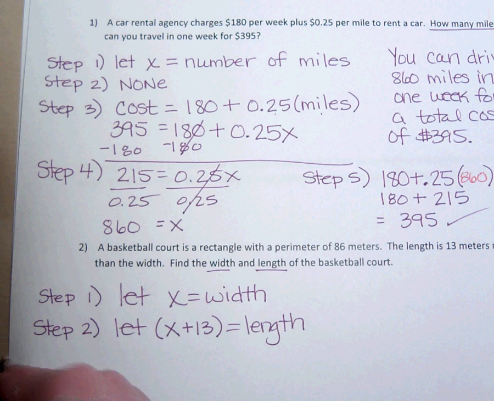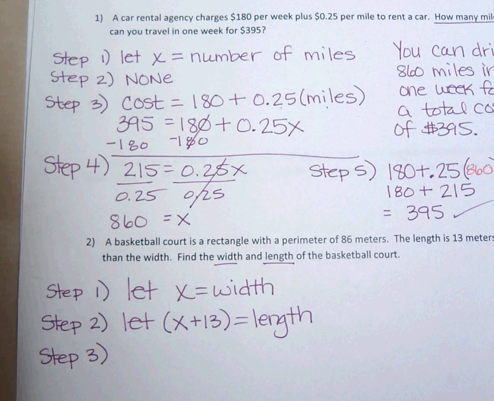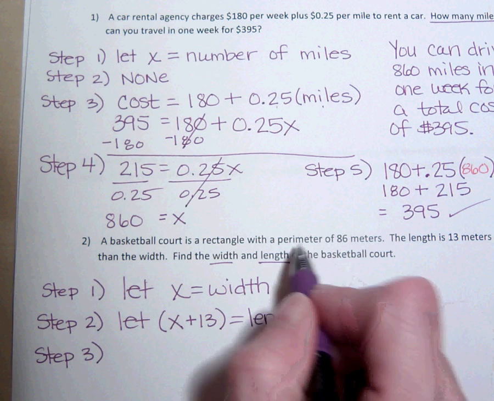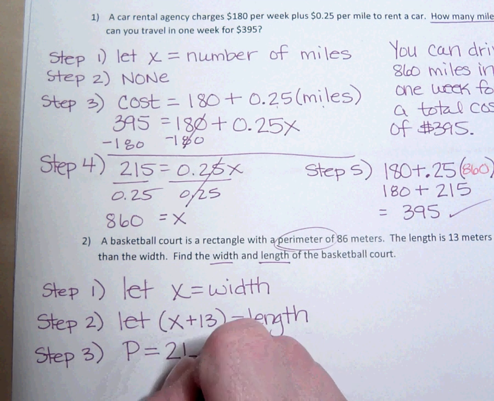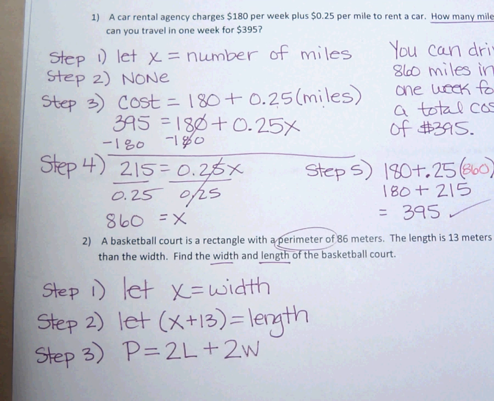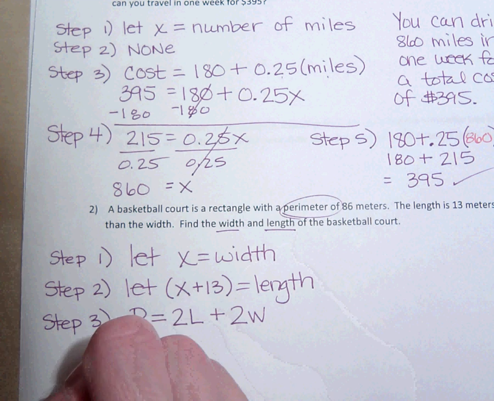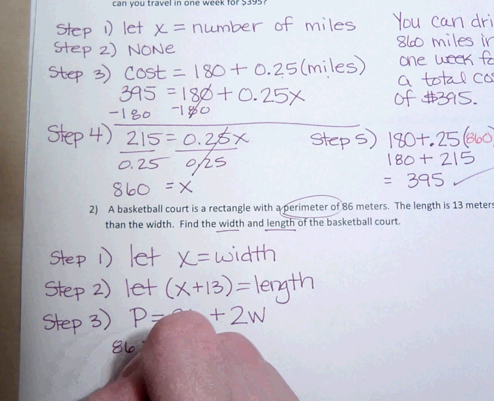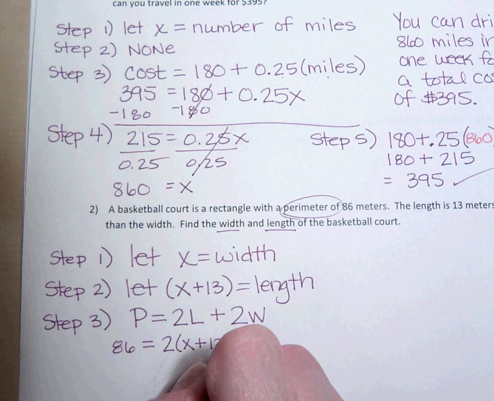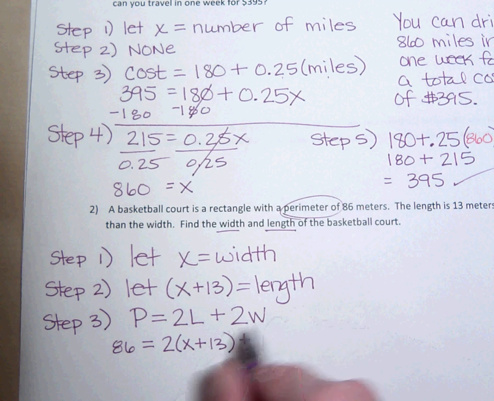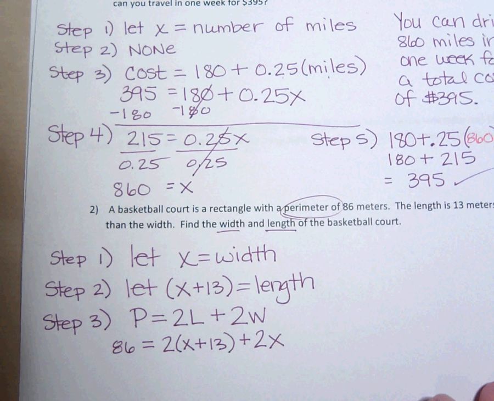Alright, step 3 is to write the equation. Now before we can do that, we need to know the equation for the perimeter, because we're talking about perimeter here. So the equation for the perimeter of a rectangle is 2 of the lengths plus 2 of the widths. And so now we're going to substitute in everything that we know. We know the perimeter is 86. 2 times L is going to be 2 times the quantity x plus 13. And then 2 times the width, we're going to replace the width with just plain old x. Now we have one variable.